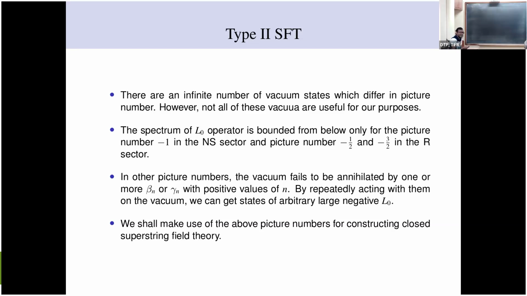Yes, I thought there were four backwards. No, that was the bosonic theory. Here there is a picture number, so vacua will be labeled by picture number as well. So we shall make use of these picture numbers, namely -1 and -1/2, -3/2, for constructing the closed superstring.